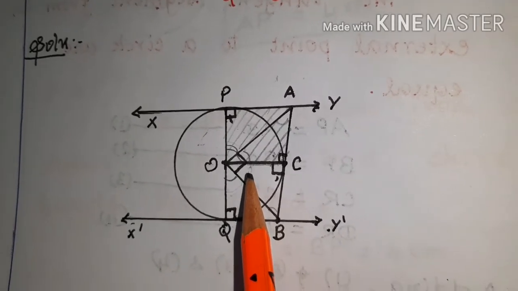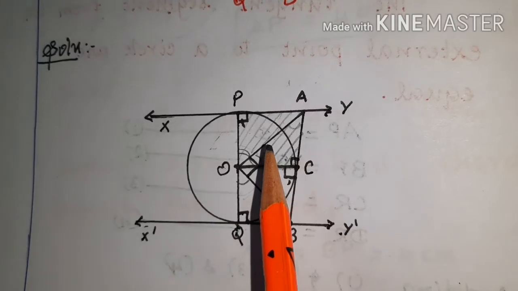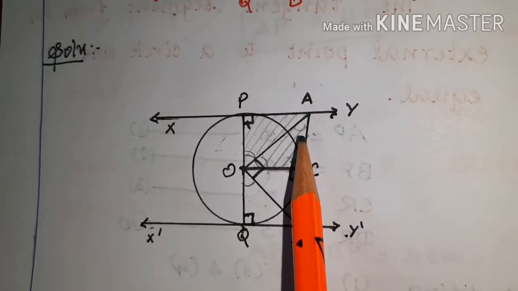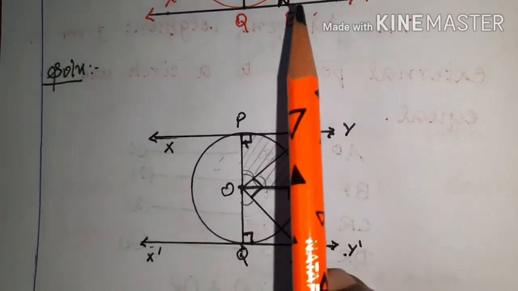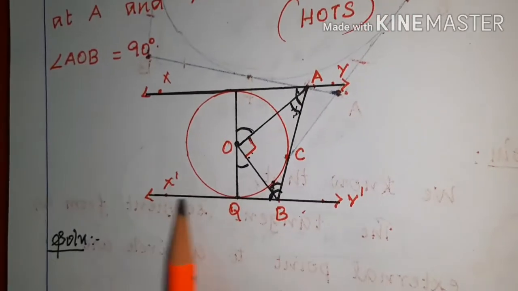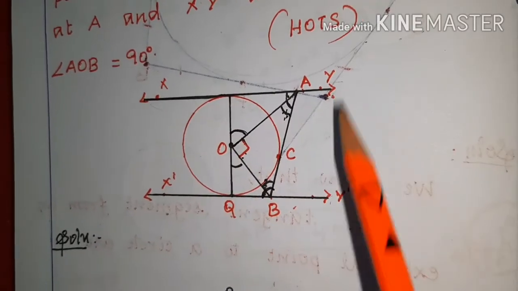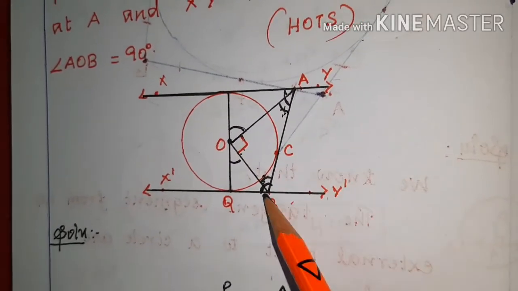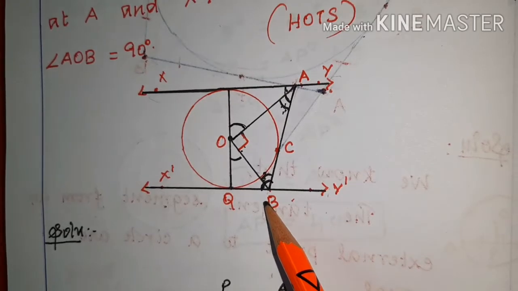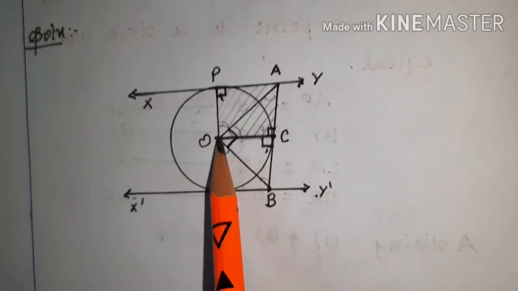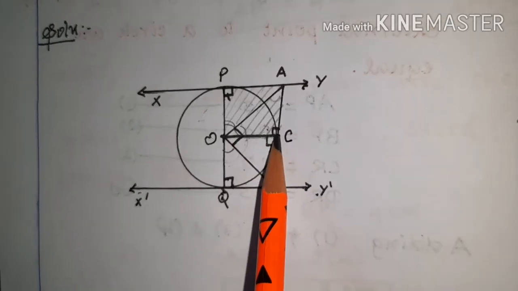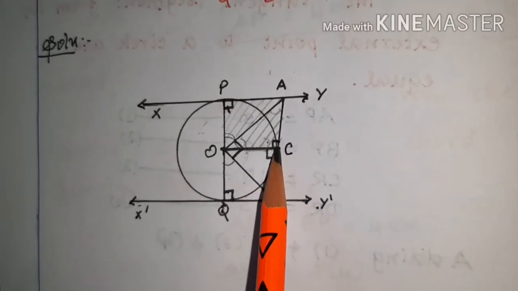So 2 steps only. First step, we are going to prove the triangles are congruent. I think you are clear with this concept, children. So a figure is already given. There are totally 3 tangents. The 2 are parallel and the third one is intersecting the 2 tangents. And now here additionally what we have done is we have drawn a perpendicular line at the point of contact, that is, we have joined OC.